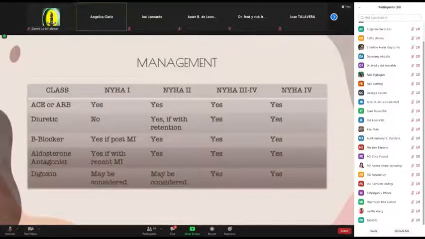Aldosterone antagonist naman, again for functional class 2 to 4. For functional class 1, yes, if the patient has recent MI. For digoxin, it is given to functional class 3 to 4. 1 and 2, it may be considered.